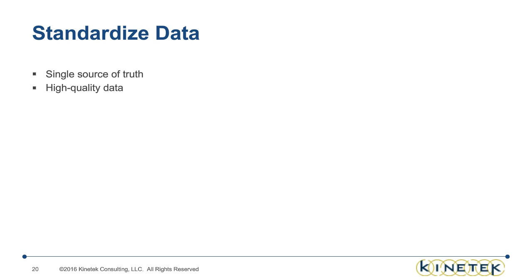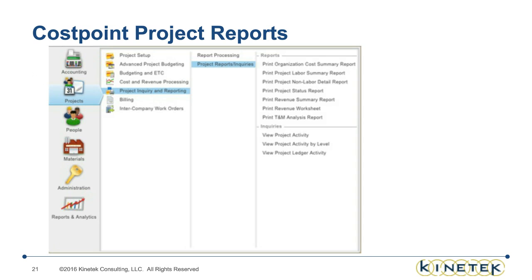Well, the first place we can stop, obviously, is Costpoint, and Costpoint has a number of project-rich reports in there. So we see the organizational cost summary, the project labor summary, the non-labor detail report, obviously the project status report, the revenue summary, revenue worksheet, and TNM analysis. I'm not going to get into those more specifically than giving them lip service like I just did. All of those reports are valuable reports that you can print out of Costpoint, but obviously there tends to be more that we want out of our reporting.